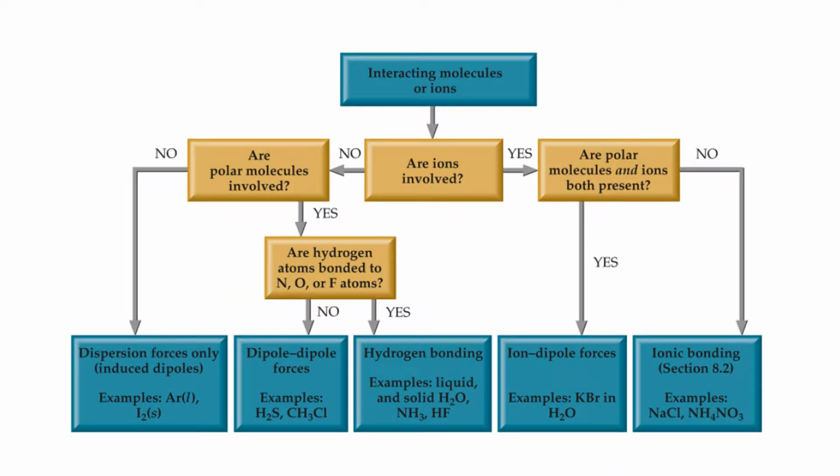Here we have just a simple flow chart to help you make some decisions. The left side of this flow chart is really all about what we were just talking about. If it's a polar molecule versus a non-polar molecule. We didn't talk about ions at all because ions aren't molecules, but we're going to talk about ions in just a minute, so hold off on that.